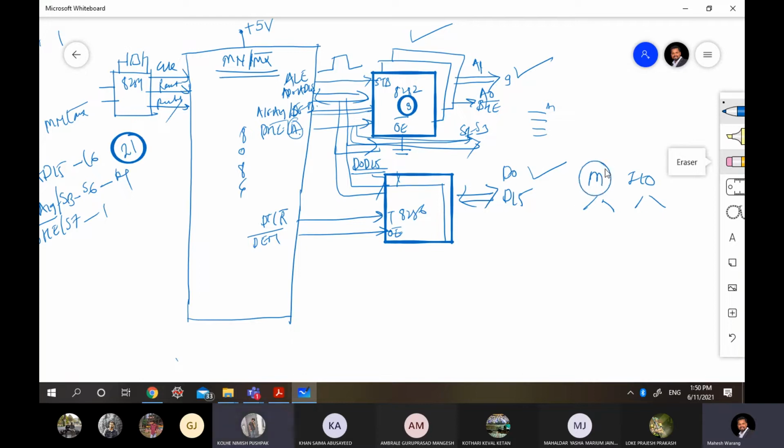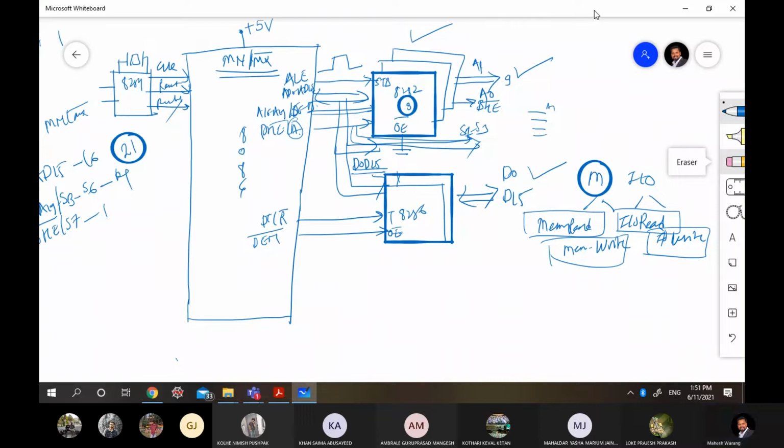Okay. Now to deal with the memory device, we require two signals, that is memory read and memory write. Likewise, to deal with the IO devices, we require IO read and IO write. Getting it? So these are the four signals I want: memory read separately, memory write separately, IO read separately, and IO write separately. So now my next task is to generate these four signals. अब ये कैसे करेंगे? Just think on it.